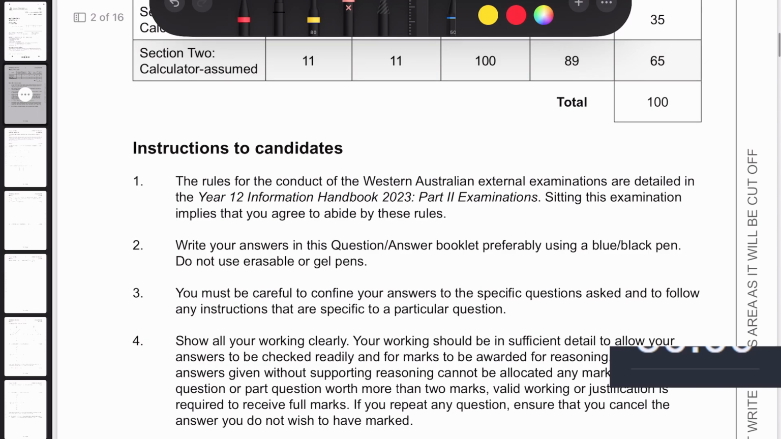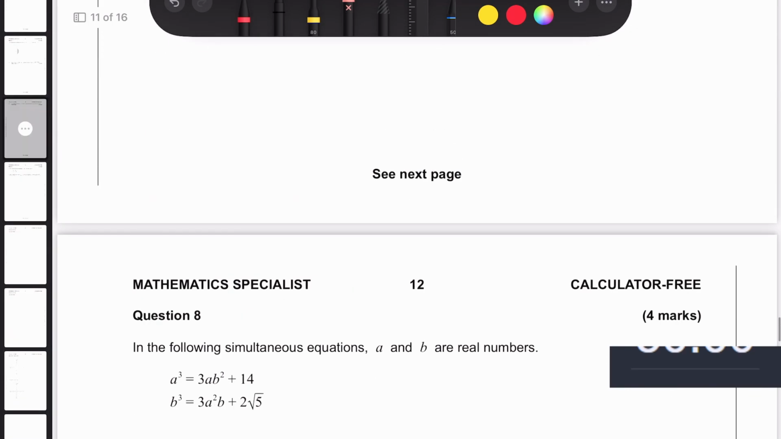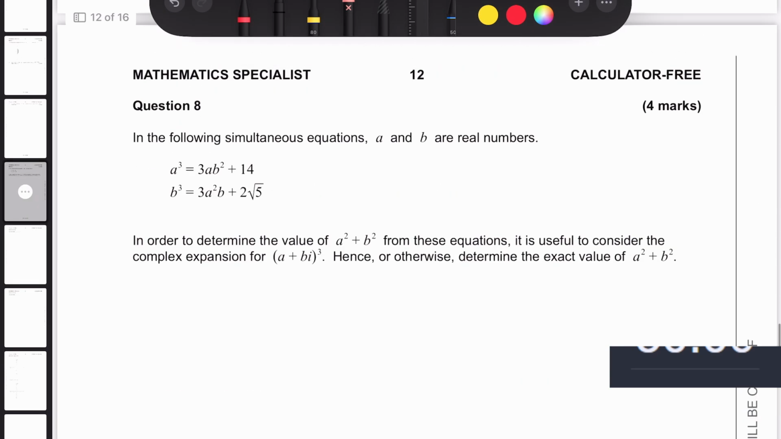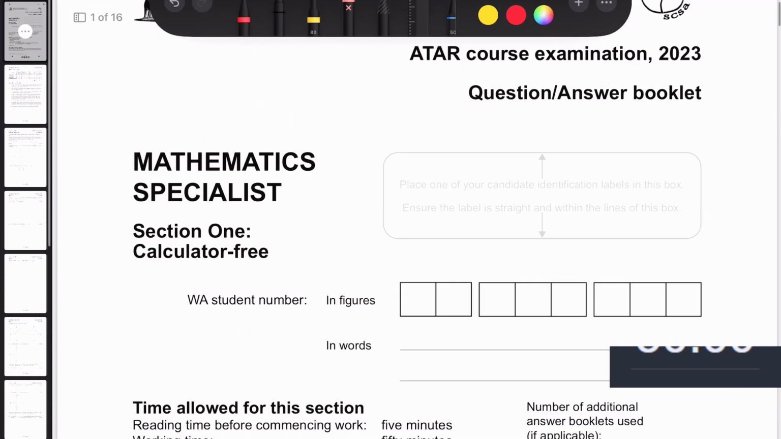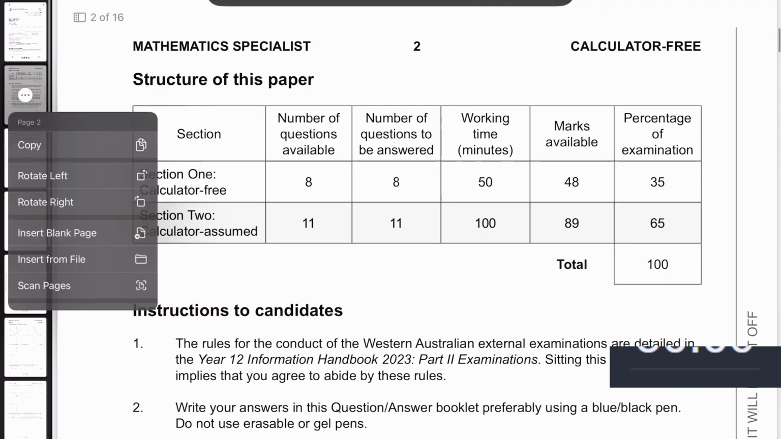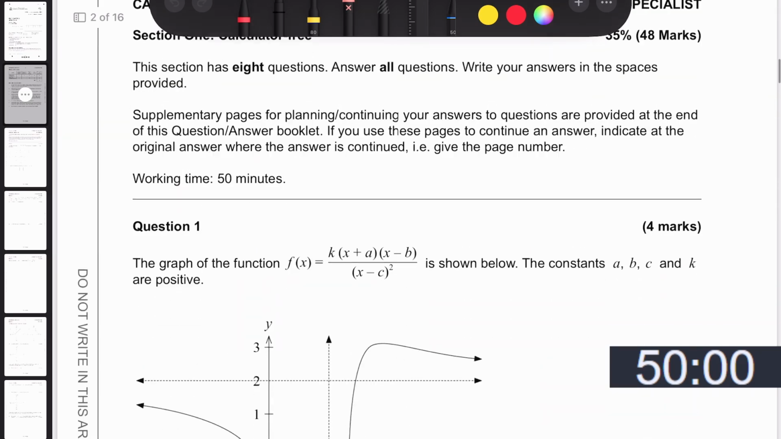We've got 15 minutes on the clock. 48 marks. How many pages we got? I like how only recently I've started to have a look at how many pages we got. Yeah, alrighty. So I think it was 12 pages. Okay, we're back and let's get started now. 15 minutes on the clock.